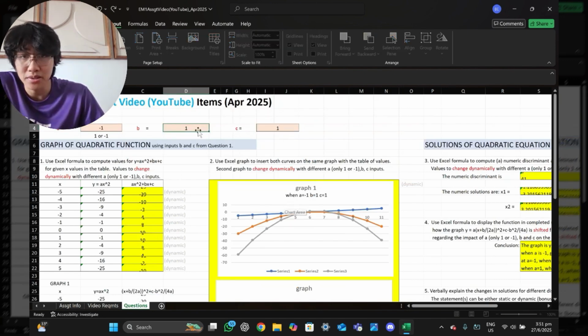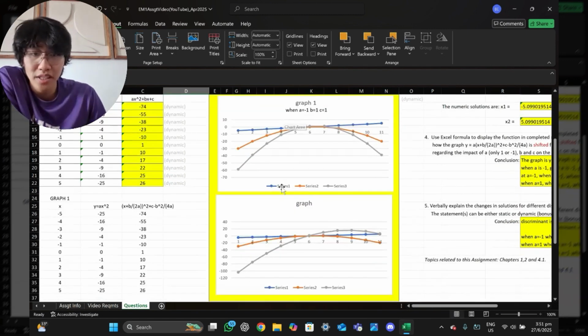And then we'll change b to 10. So we'll be changing b but not c. Over here, we can see that this part, which used to be below this graph, has raised up, and this part has gone down even more. So we can determine that anything before x equals 6 will decrease in value, and anything after x equals 6 will increase in value.